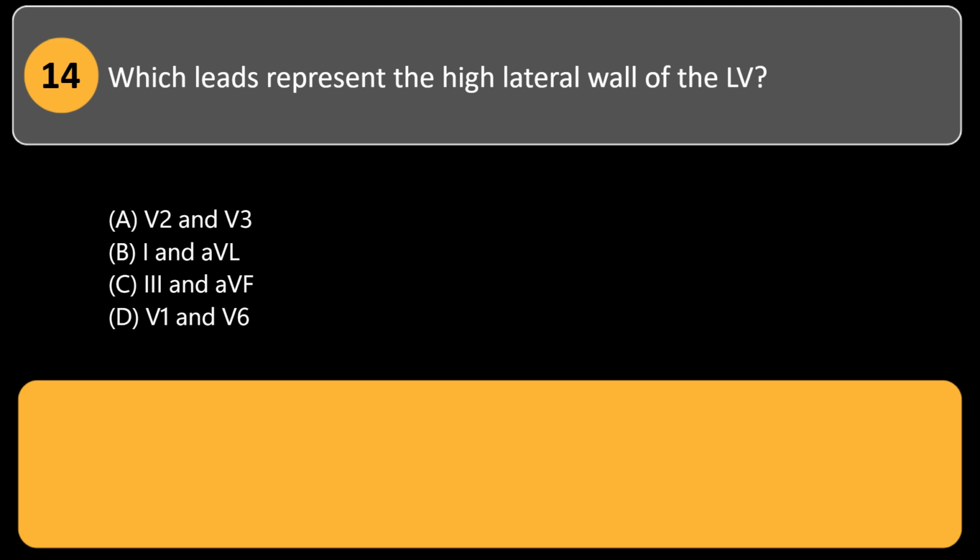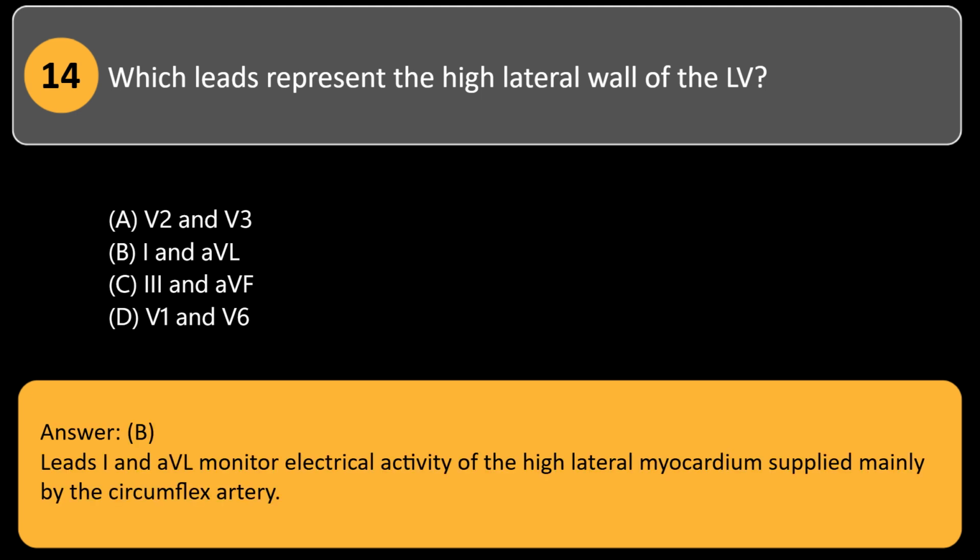Which leads represent the high lateral wall of the LV? A. V2 and V3. B. I and AVL. C. III and AVF. D. V1 and V6. Answer B. Leads I and AVL monitor electrical activity of the high lateral myocardium supplied mainly by the circumflex artery.